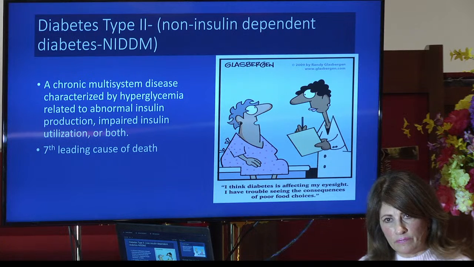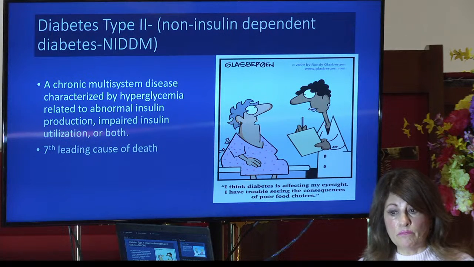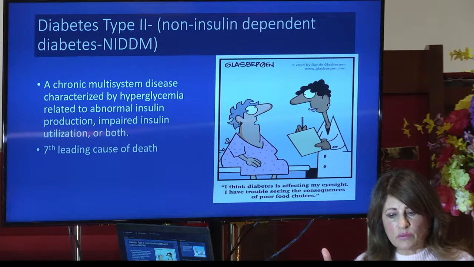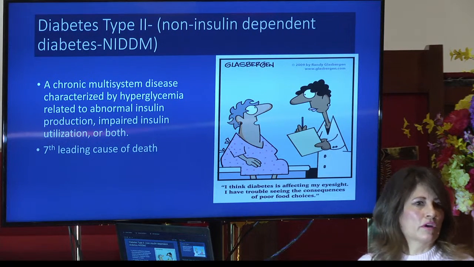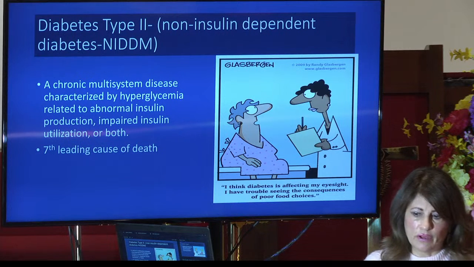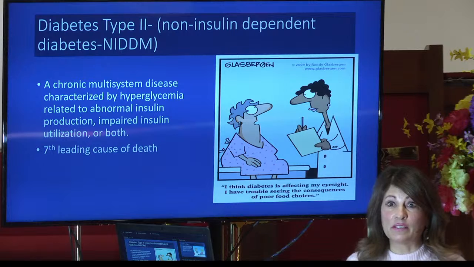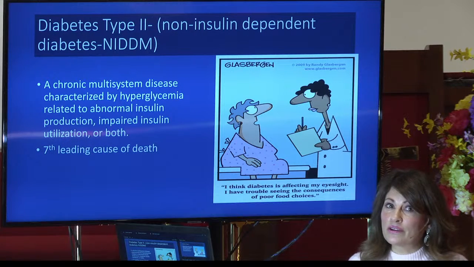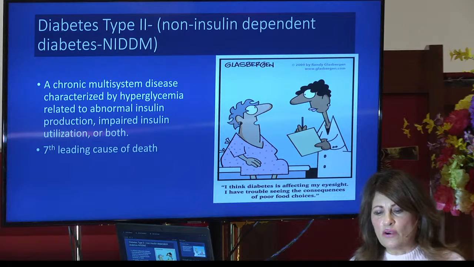So it's chronic, it's multi-system. It affects every system in the body. It is characterized mainly by that high glucose in your blood. It's related to abnormal production and impaired utilization. So the car's not working quite like it should anymore. I'm always using cars with patients and health. I told my husband yesterday, well, the cars are getting older. He knew what I was talking about. It was us. 7th leading cause of death.